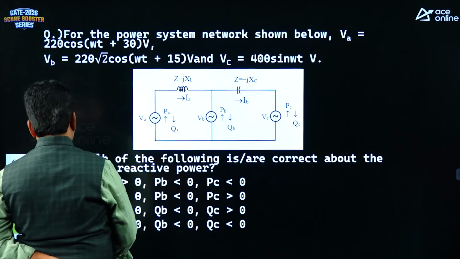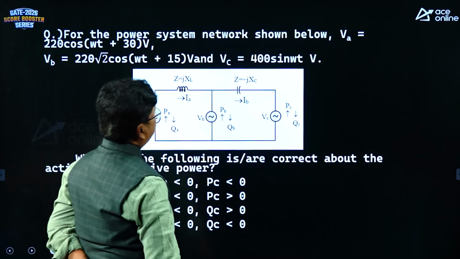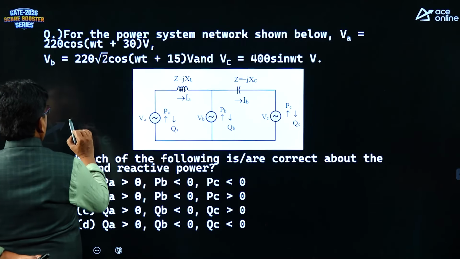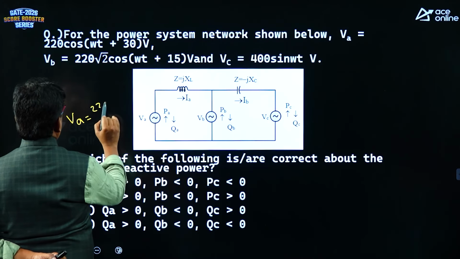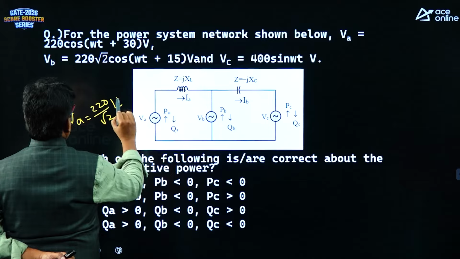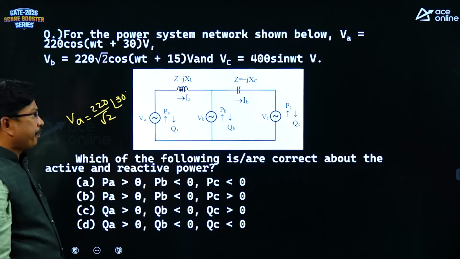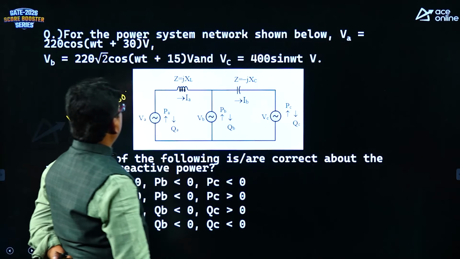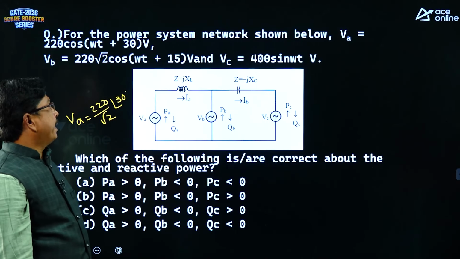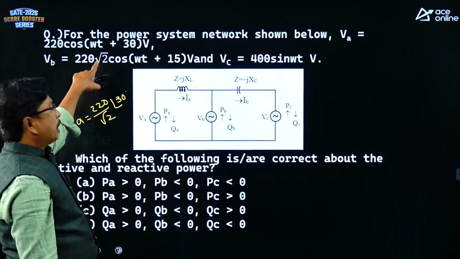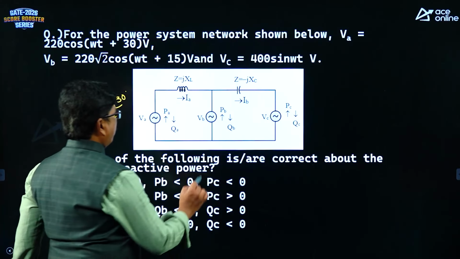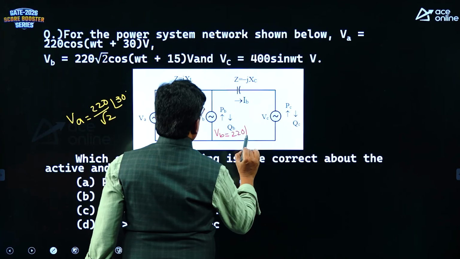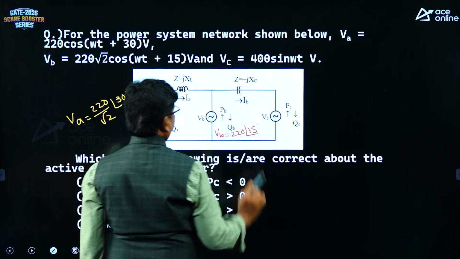Write them in phasor form. VA is 220 cos omega t plus 30. It will be VA is 220 by root 2 at an angle of 30. That is the VA value. What is the value of VB, students? The value of VB is 220 root 2 cos omega t plus 15. 220 root 2 divided by root 2 is 220. VB is 220 at an angle of 15 degrees.